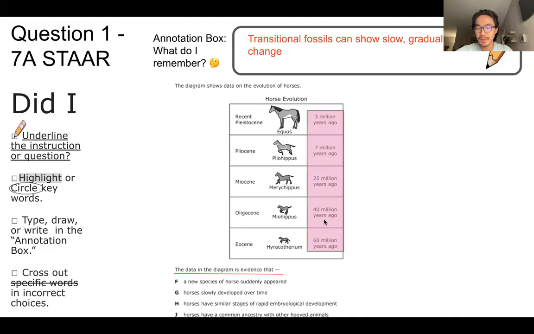Million years ago, 40 million years ago, 25 million years ago. This is gradually happening over many millions of years. So that's a slow, gradual change. And we know transitional fossils show slow, gradual change. Now, we know nothing sudden happened. This was slow. We're not sure this has anything to do with embryological development, right? How we grow from one embryo. You can't really see that from the fossil because embryos don't have bones and they cannot be fossilized. So we see that a horse is slowly developing over a long time, based on these transitional fossils.